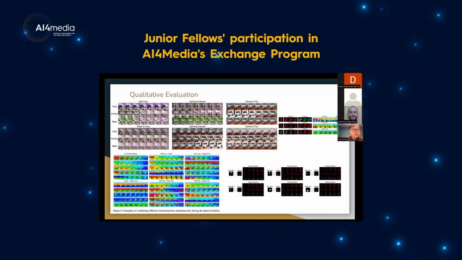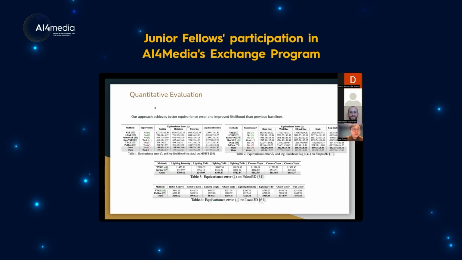Okay, so here we have some quantitative evaluation. This table presents the equivariance error and the log likelihoods on different data sets. For the equivariance error, if the value is smaller, that means that the model has better performance, because this means that our model is more approximately equivariant. So we see our method has better equivariance error than the baselines, and it also has better log likelihoods.